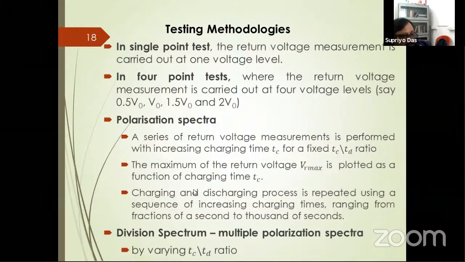Another is division spectra. It is a multiple polarization spectra, where, as already said, we maintain the TC by TD ratio fixed. Here we are changing the ratio and then again doing the same polarization spectrum. It has been seen that this works for a few assessment techniques, meaning for analyzing these cables, and gives better information.